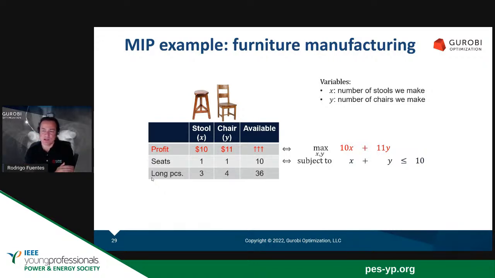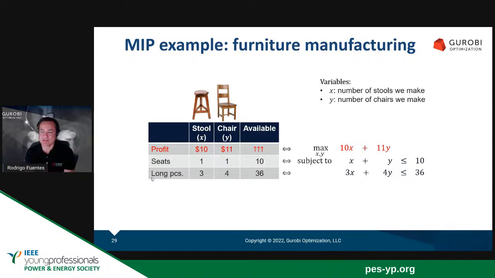Next constraint, long pieces. The long pieces are what we use to make the legs and the back of the furniture, I think. So we need four legs for a chair and 3 legs for a stool, right? And we only have 36 pieces available to make those legs, right? So because we need 3 legs for a stool and 4 legs for a chair, what would that constraint look like? I wish I could ask the audience. I'm sorry, I don't have that interactive capability, but I think it's clear that 3 legs per stool plus 4 legs per chair is the total number of legs that I'm going to have.